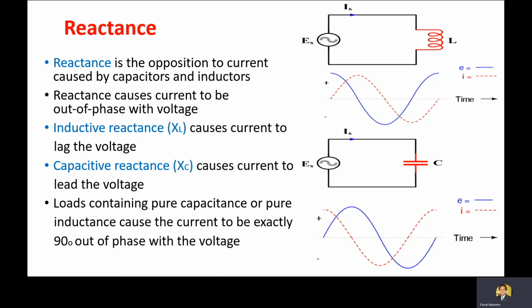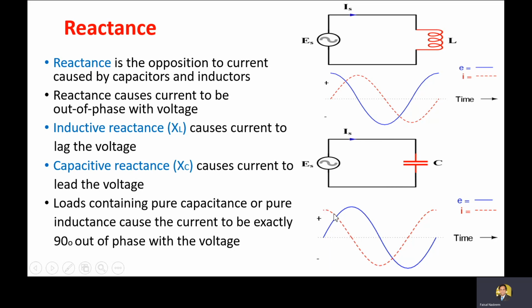Therefore, the current is lagging the voltage, and it is clearly indicated in this figure as well. Now, in the case of capacitive reactance, the capacitive reactance causes the current to lead the voltage. Here a pure capacitive circuit is shown in the figure, and this figure demonstrates how the current is leading the voltage waveform.